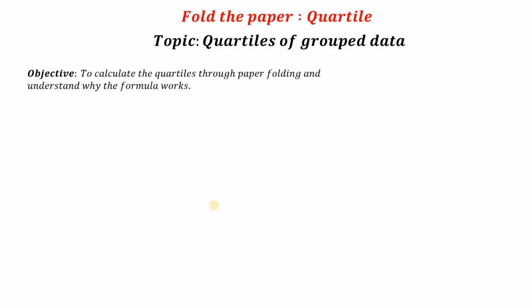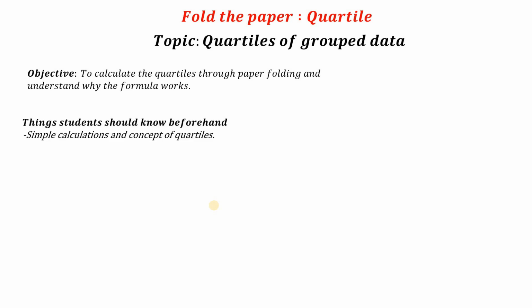So today we are going to learn how to find the quartiles by folding the paper, and so we are focusing on quartiles of group data. The main objectives of this lesson will be to calculate the quartiles through paper folding and to understand why the formula works. Before proceeding, one should know simple calculations and the concept of quartiles. The materials required will be paper and a ruler.